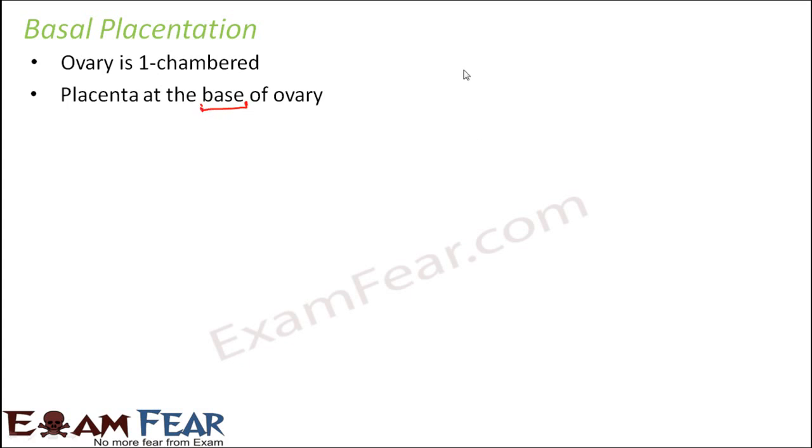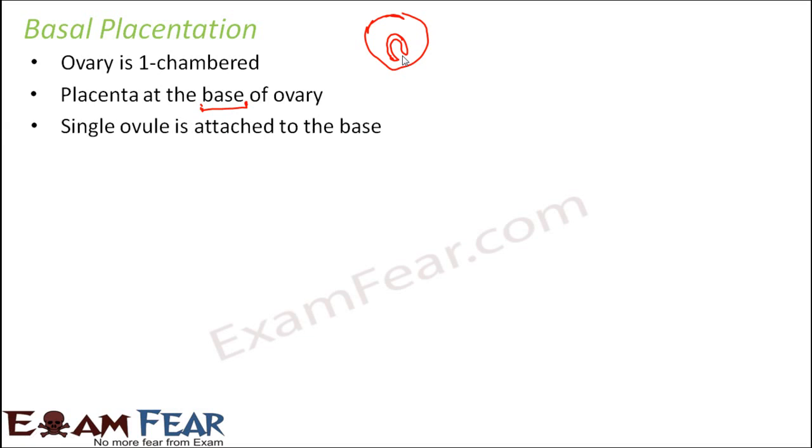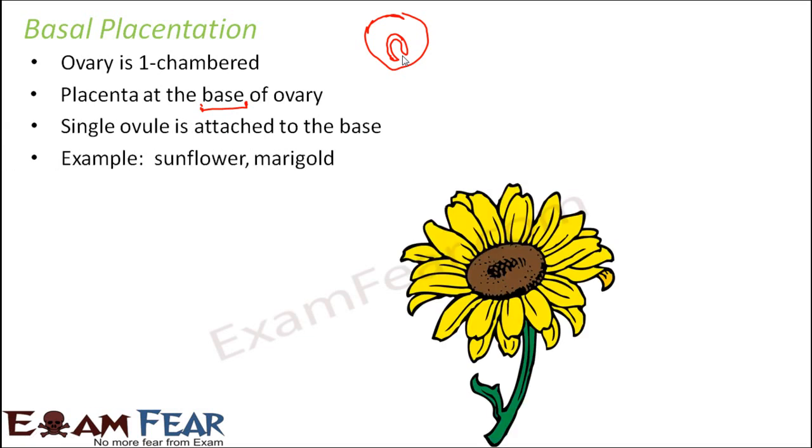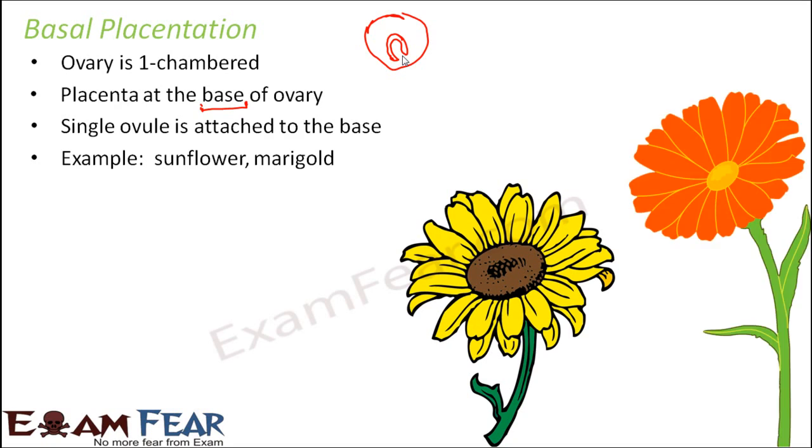So how would this be? It would be somewhat like this. Let us suppose this is the ovary, so here would be the ovule. It is at the base of the ovary. A single ovule is attached to the base, so we do not have multiple ovules in this case. For example, sunflower and marigold are examples of basal placentation. In a side view, the ovule would be somewhat like this. This is the ovule, present at the base of the ovary.